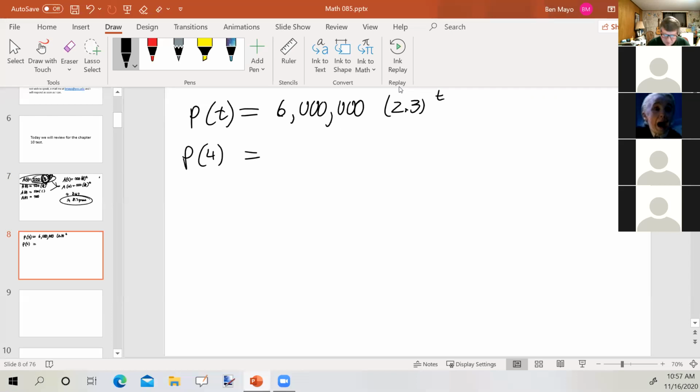But let me ask you this, and I guess I already read that. I shouldn't have read it first. Can you see that at the beginning of time, there would be 6 million? Because if this is 0, 2.3 to the 0 power is 1. 1 times 6 million is 6 million. Okay?